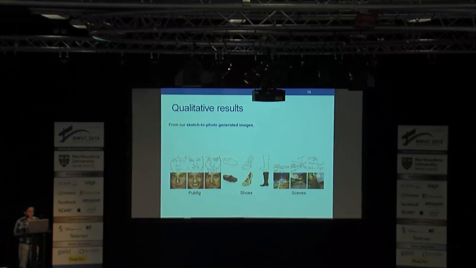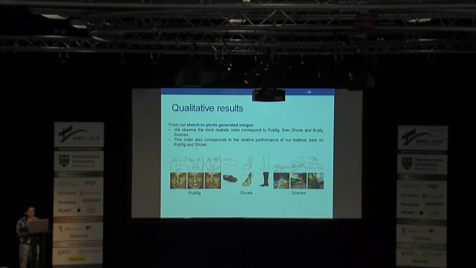Also, from our sketch-to-photo generated images, we can observe that the most realistic corresponds to PubFig, then shoes, and finally scenes. Even if scenes didn't do a very good job, it captures some information about the color of the sun, the color of the highway, the color of the forest. Also, this order corresponds to the relative performance of our method, which was best on PubFig and shoes.